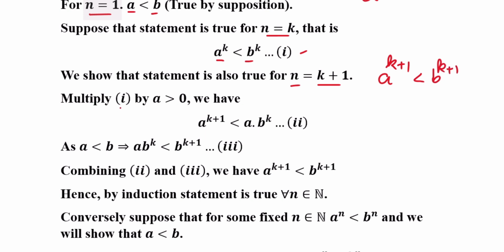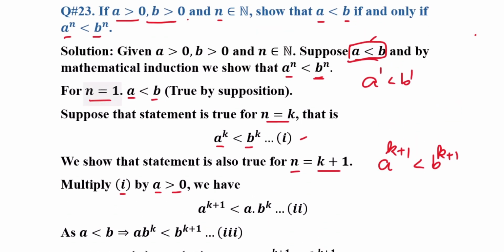Multiply inequality 1 on both sides by A greater than 0. It is given that A and B both are positive real numbers, so that's why I am writing here A is greater than 0. When we multiply an inequality with a positive real number, the sign of inequality will not be affected. So this becomes A into A raised to power k less than A into B raised to power k. Now A into A raised to power k is A raised to power k plus 1, and this is A into B raised to power k. Say this is inequality number 2.